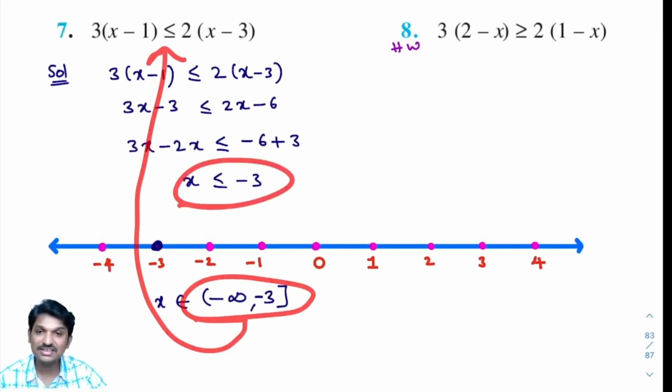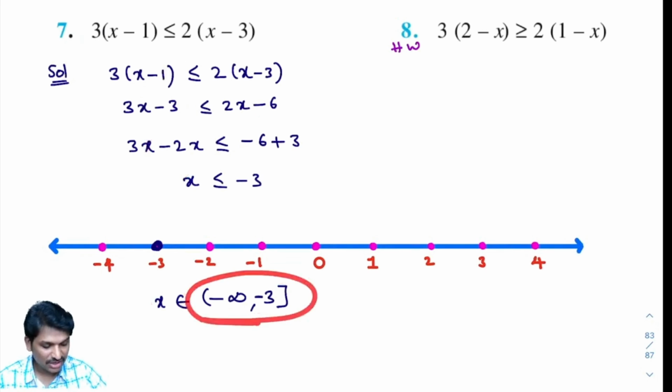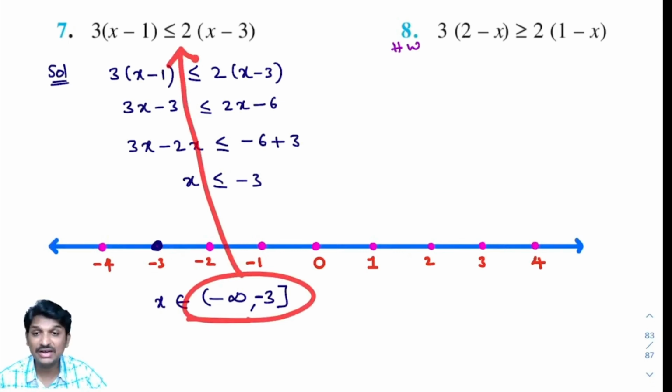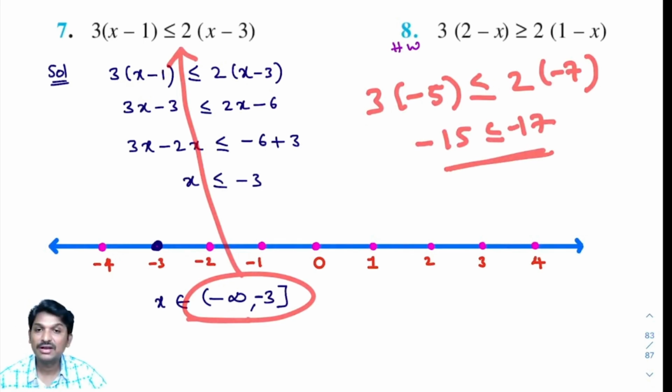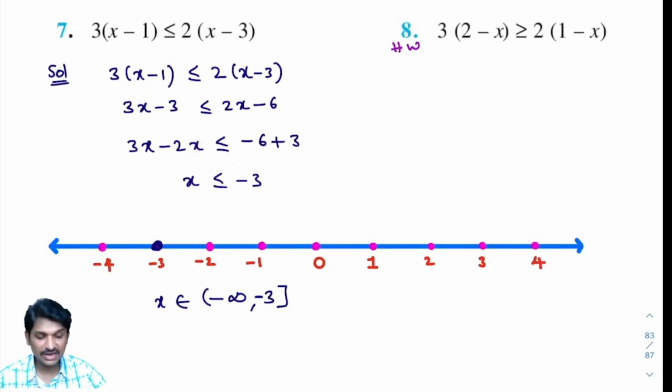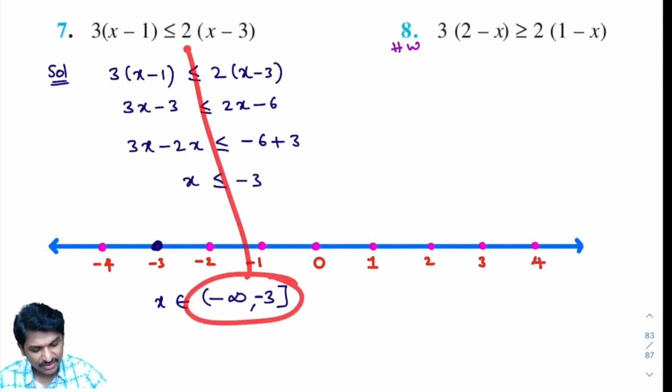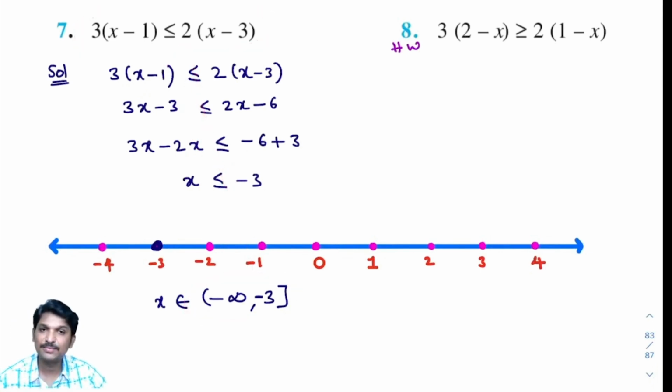Here x less than or equal to minus 3 we got now. In this, what number is there? Minus 4 is there. You can observe here all numbers less than or equal to minus 3. Substitute minus 4 in this, definitely satisfies. 3 into minus 4 minus 1, that is minus 5, less than or equal to 2 into, in place of x, I am writing minus 4, minus 4 minus 3, that is minus 7. Okay. So minus 15 is less than or equal to minus 17. Right. So I hope you are all understanding. In this interval, you take any real x value, substitute in this, definitely it satisfies.